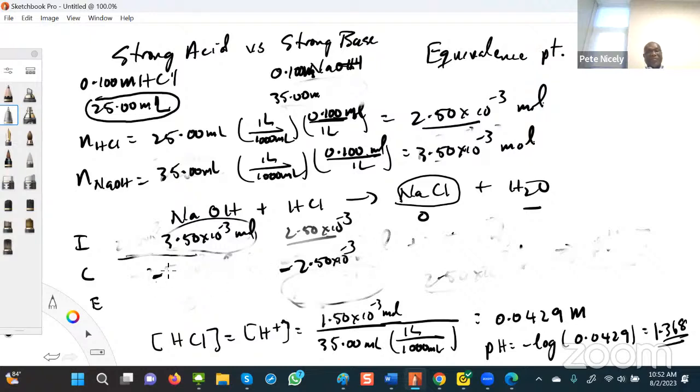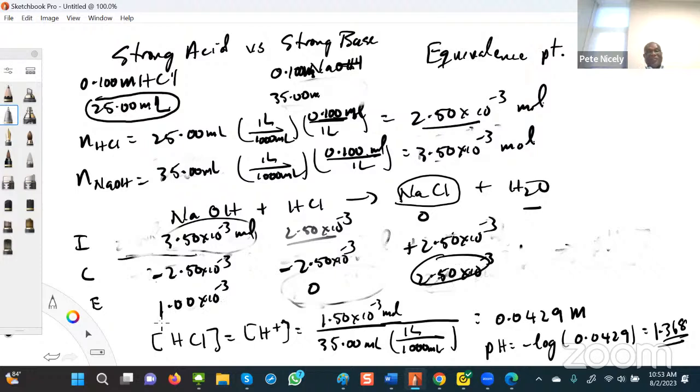Same amount of sodium hydroxide will be used up. All right, so you're going to end up with, over here, plus 2.50 times 10 to the minus 3, right? So here, the difference between these two will give you 1.00 times 10 to the minus 3. Here, you're going to have 0. And here, you're going to have 2.50 times 10 to the minus 3 moles. Again, the sodium chloride will have no effect on the pH. So basically, the pH would only be affected by the presence of the sodium hydroxide that is remaining.